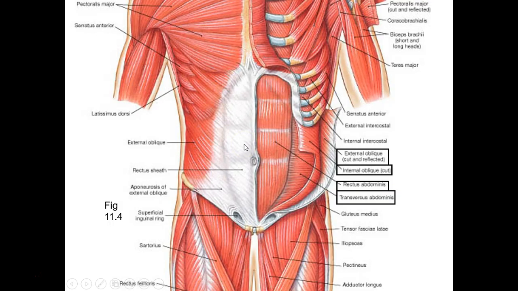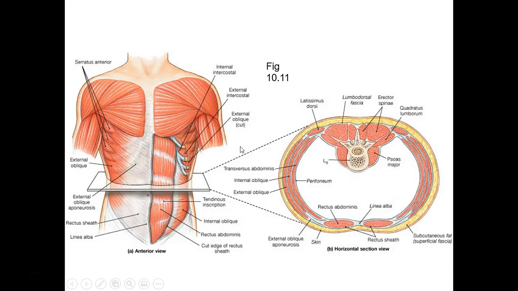Okay. So that's a really good picture there. You can really see nicely all three: external oblique, internal oblique, transverse abdominis. You can see the rectus abdominis. You can see the white line, Linea Alba, and you can see the rectus sheath.